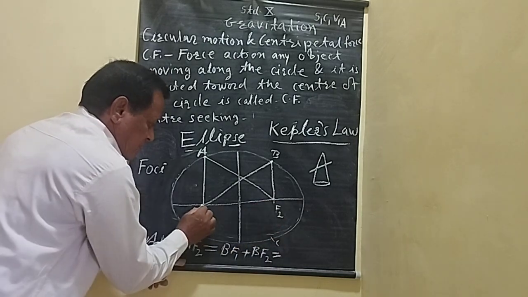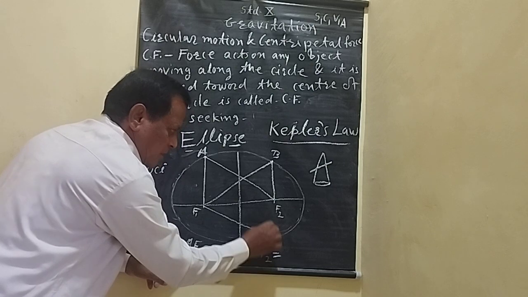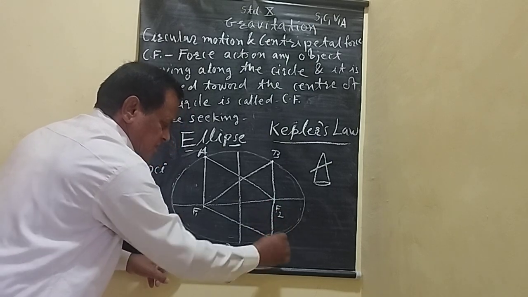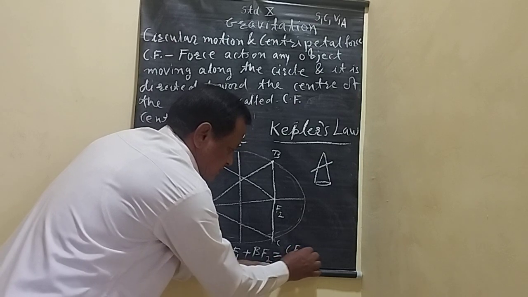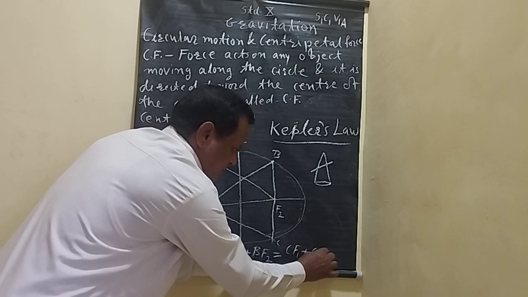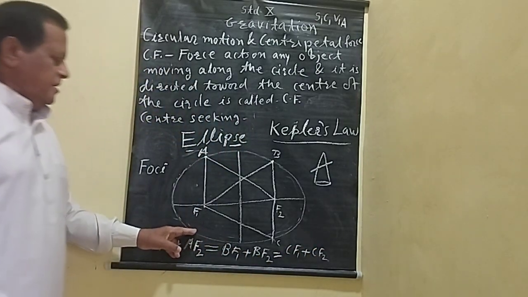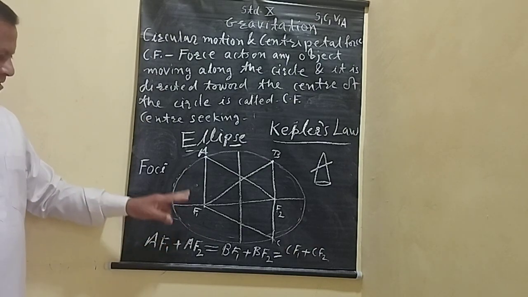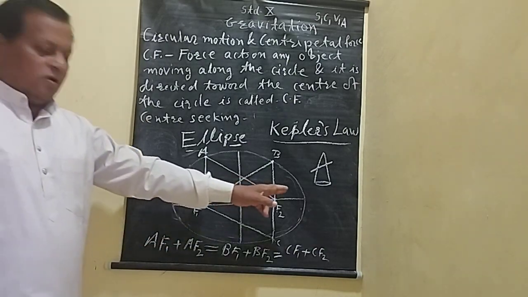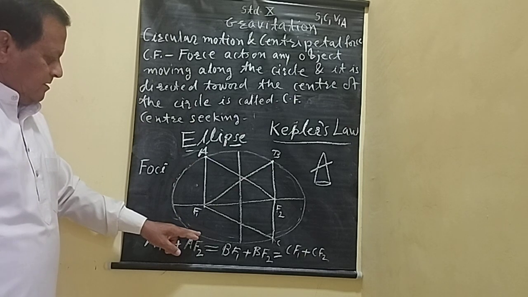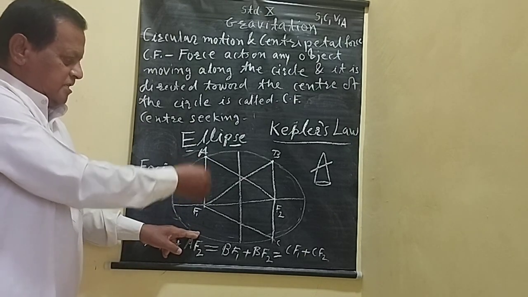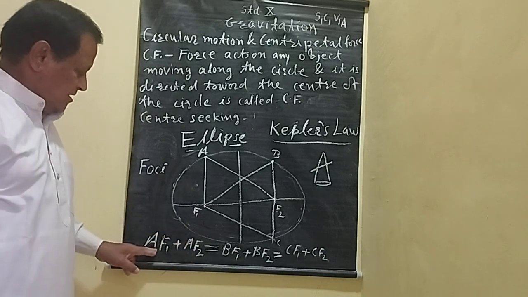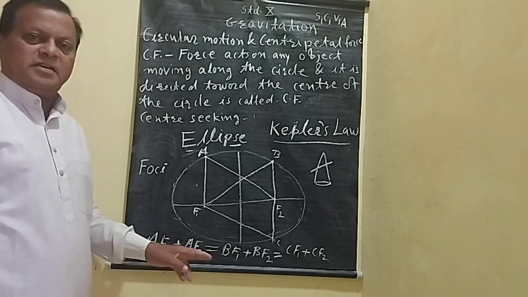Now this distance is CF1 and this is CF2. This will be equal to CF1 plus CF2. If you take here D, or any point, that will be DF1 plus DF2, which is constant, meaning equal to AF1 plus AF2.